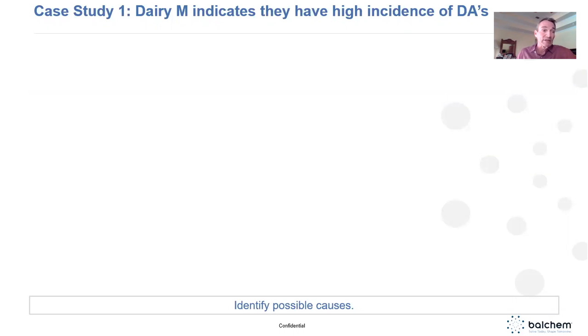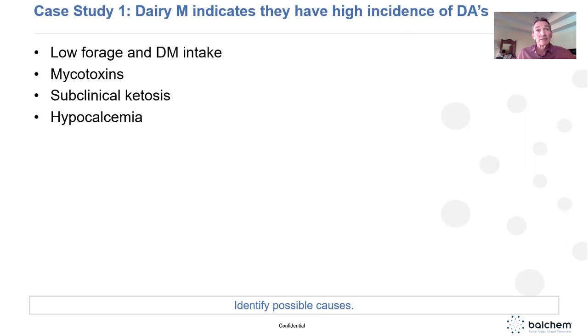And this is normally, if we were live, I'd say, what are some possible causes? But since it's just recorded, these are the top 4 that I look at: low forage and dry matter intake, mycotoxins, subclinical ketosis, and hypocalcemia. So we're going to investigate all 4 of those. And I will also tell you, these, in my mind, are not in order of importance when somebody tells you they have DAs.